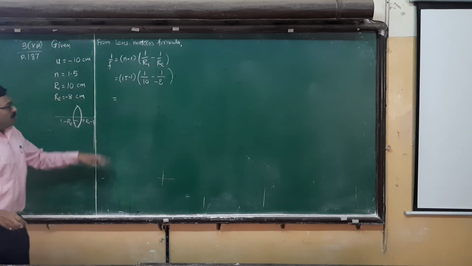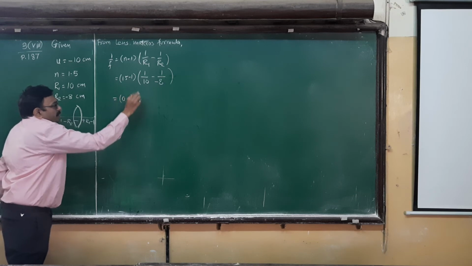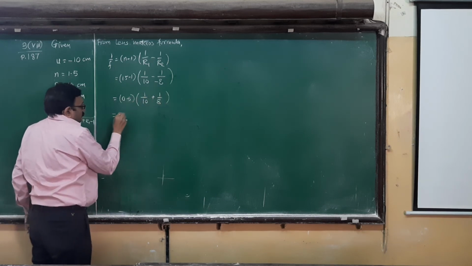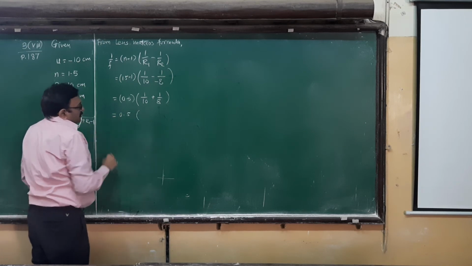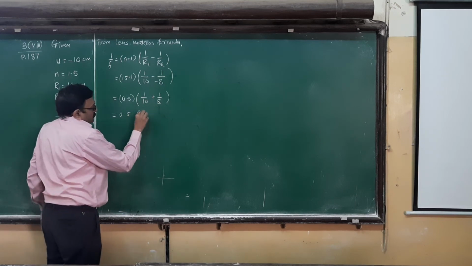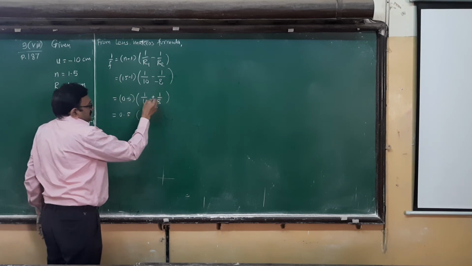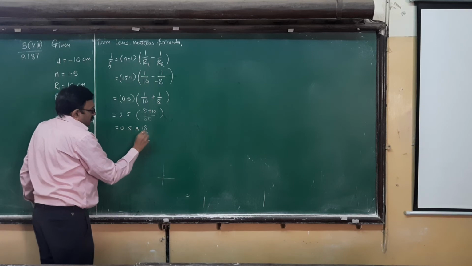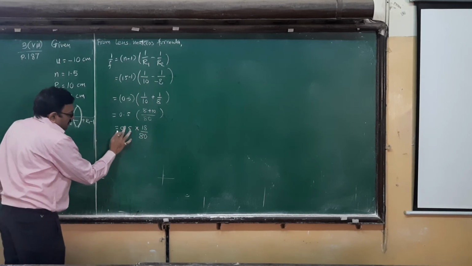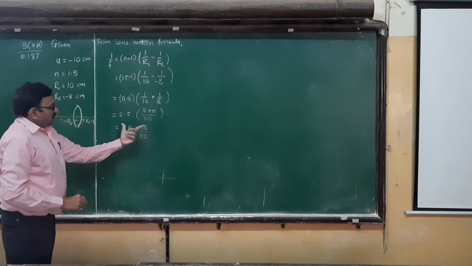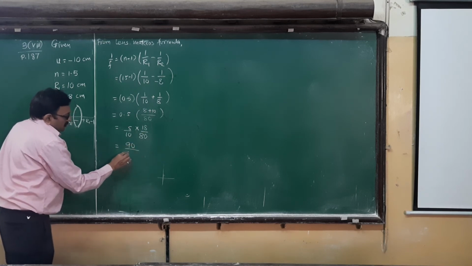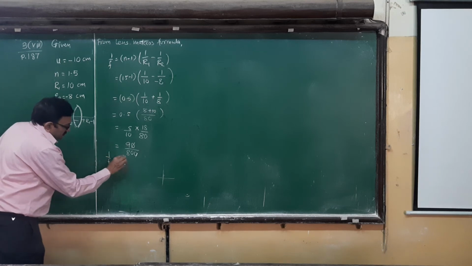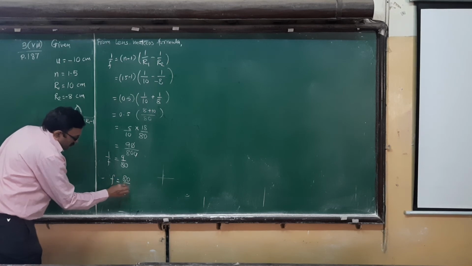Now we solve this. 1.5 minus 1 becomes 0.5 into bracket, here 1 by 10 plus 1 upon 8. Here we take LCM as 80, upon 8 plus 10, which is equal to 0.5 into 18 divided by 80. Now we solve this and we get the answer 9 by 80. So 1 upon f is equal to 9 by 80. Therefore, f is equal to 80 upon 9 centimeter.